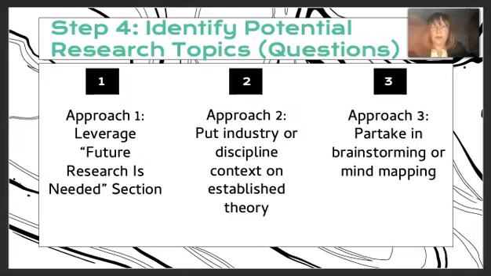In journal articles, dissertations, and theses, you're going to find a section labeled further research or recommendations for future research. Generally, researchers clearly outline where they feel further research is needed, which presents you with a list of potential research opportunities.